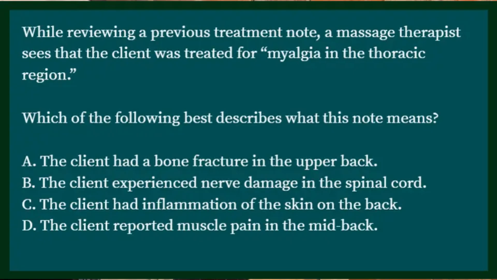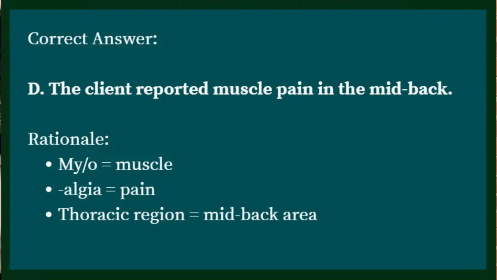C, the client had inflammation of the skin on the back. Skin would be derma, inflammation would be itis. So that's not used in the medical terminology. And so D, the client reported muscle pain in the mid-back, which totally makes sense with the description that we had. Let's do another one. So you can figure that out. You can isolate all the answers that it couldn't be and the ones that it could possibly be by the process of elimination if you understand this terminology method.